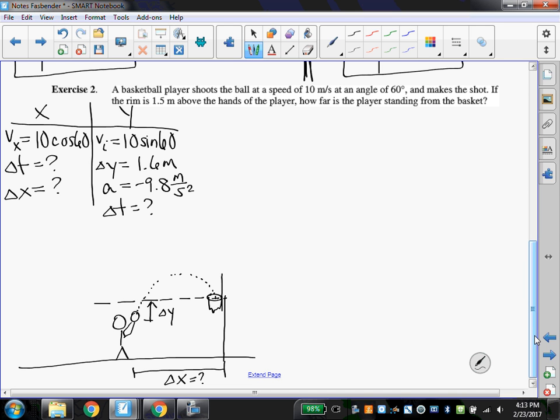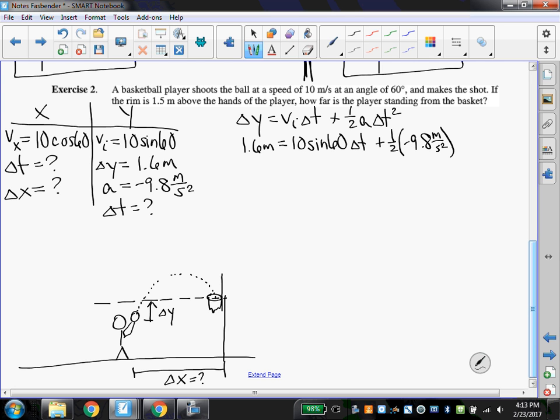Okay, cool. When we look at this XY table of knowns, we've got 2 question marks in the x direction, but only 1 question mark in the y direction. So let's start by using the y direction in order to find out what that time in the air is. So delta y equals vi delta t plus 1/2 a delta t squared. Our delta y is 1.6 meters, so that has to equal 10 sine of 60 times delta t plus 1/2 times negative 9.8 meters per second squared, delta t squared.